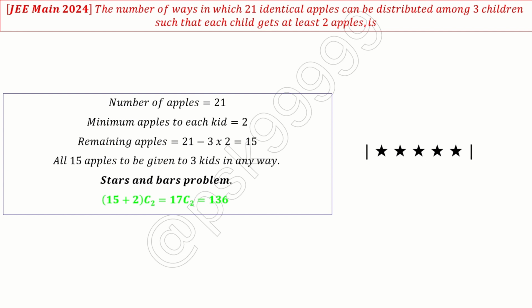15 plus 3 minus 1, that is 2. 15 plus 2 C 3 minus 1, which is 2. 15 plus 2 C 2, which is 17 C 2, that is 136 ways you can give. So hope you understood this stars and bars application.